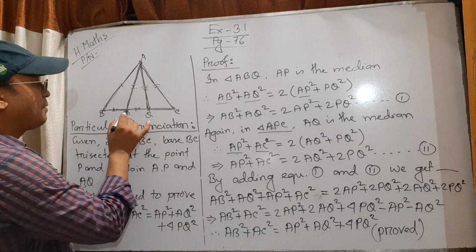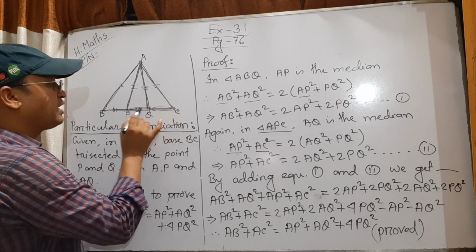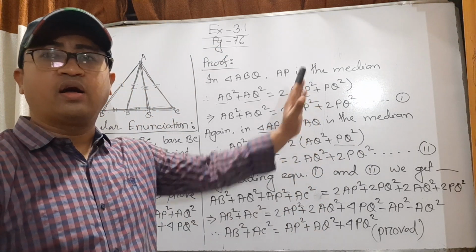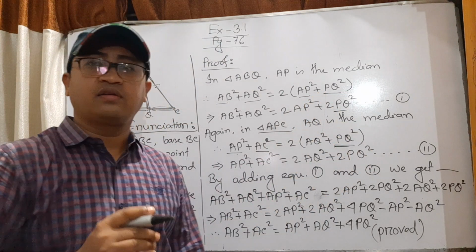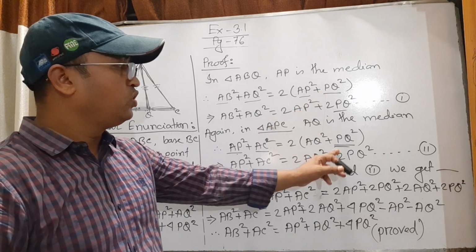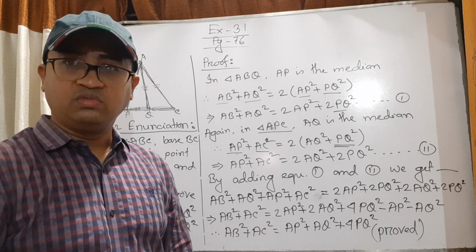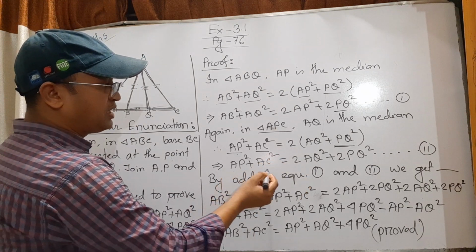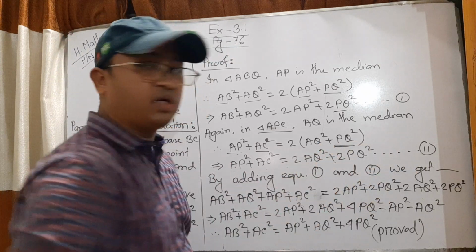Plus one half of the base. So what is the base? PC. So we can say PQ or QC. Here I take PQ. In both equations, for both triangles, I take PQ. It is a technical choice because we need to prove 4PQ square. That's why in both equations we take PQ. You can take any one, but here you should take PQ. So again multiply this: AP square plus AC square equals 2AQ square plus 2PQ square. This is equation number 2.